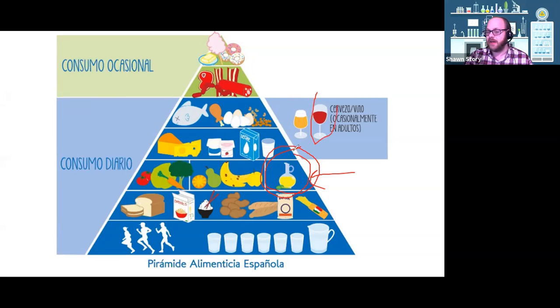Also, like wine and beer making it onto there, and the Spanish are known for having drinks, right? You go out and you have your copa, your vino, and you have your tapas, and you're outside, and it's built into, yep, this is a healthy diet.